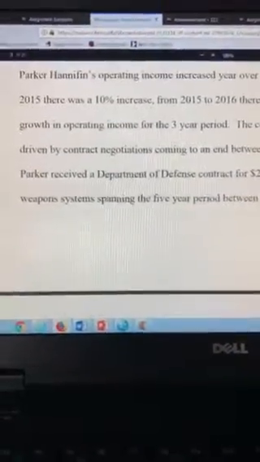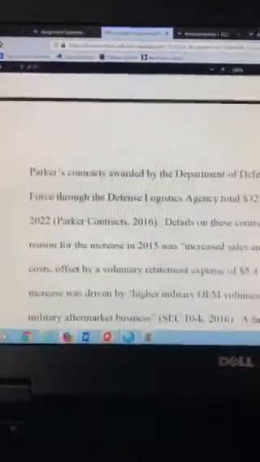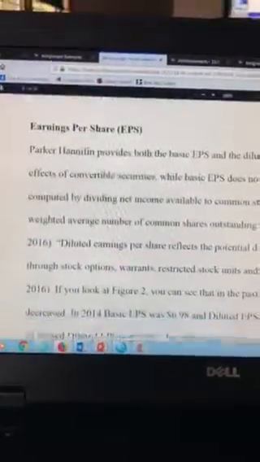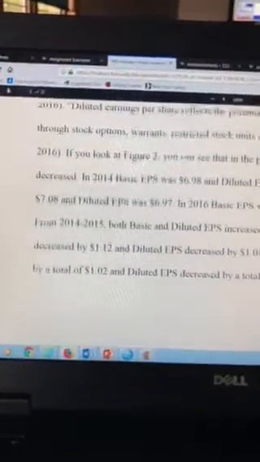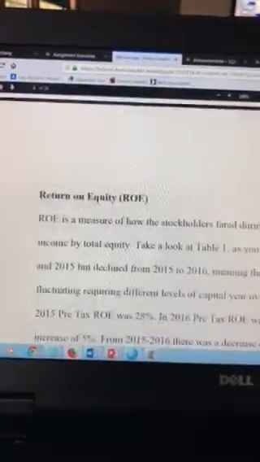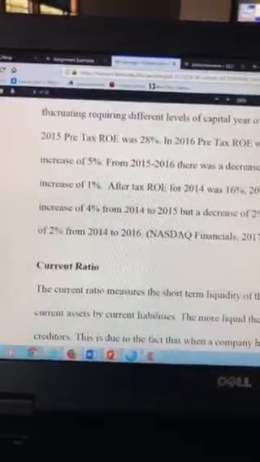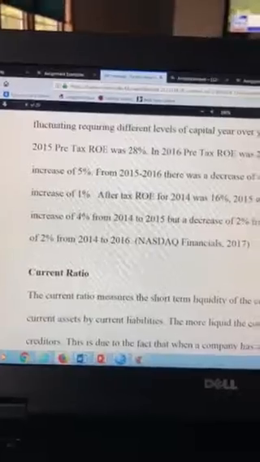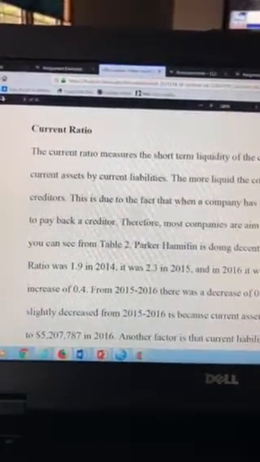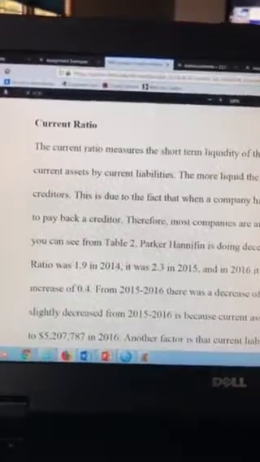All right? We talk about operating income. Same. Take a look at these examples, how they're talking about how operating income went up or went down and what impacted it. EPS, return on equity, same. Did it go up? Did it go down? What impacted it? We want to know all these things, current ratios, etc. Okay?